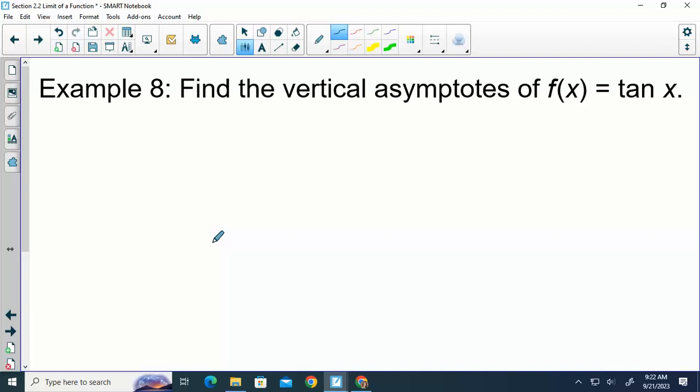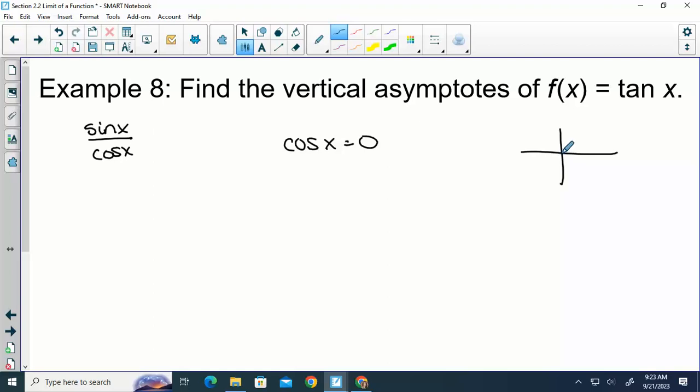Not quite. You're thinking of what tangents, like the y guys. I'm looking for an x. How do we find tangent? Y over x, or sine over cosine. So we're going to get an asymptote when cosine is equal to 0, right? So think about your handshake or your unit circle. Cosine is the x. When is x 0?